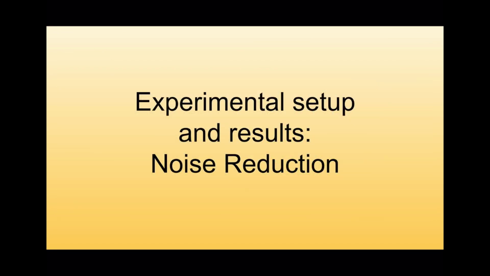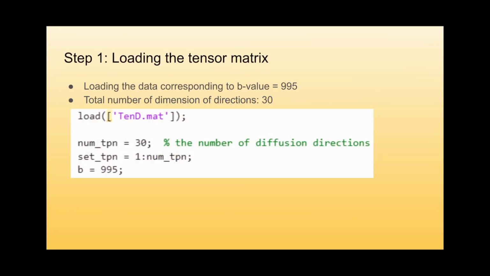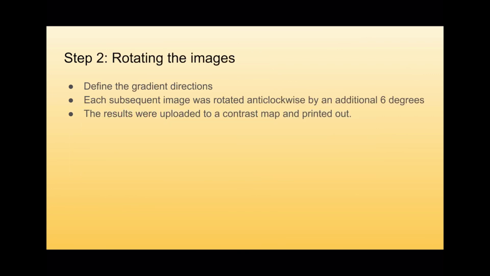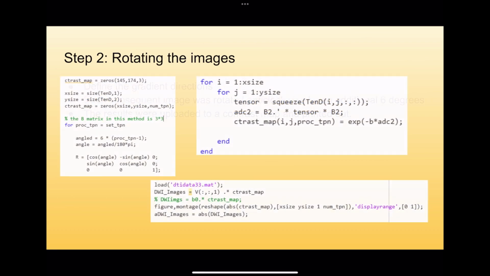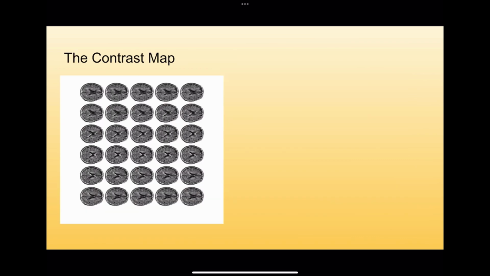Now, we move on to the noise reduction part. First, we load the tensor matrix generated earlier. The total number of gradient directions is 30. After defining the gradient directions, we rotate each subsequent image by 6 additional degrees in an anti-clockwise manner. The results were uploaded to a contrast map and printed out. Here are the detailed codes and the contrast map.